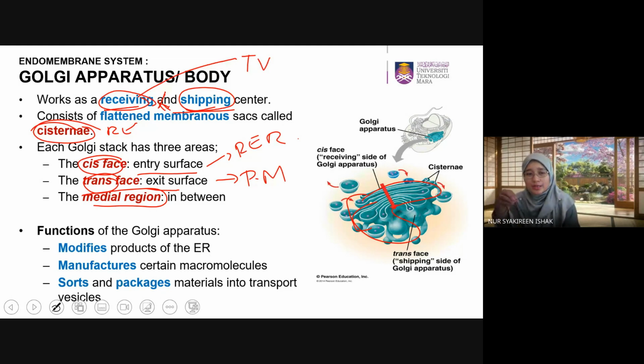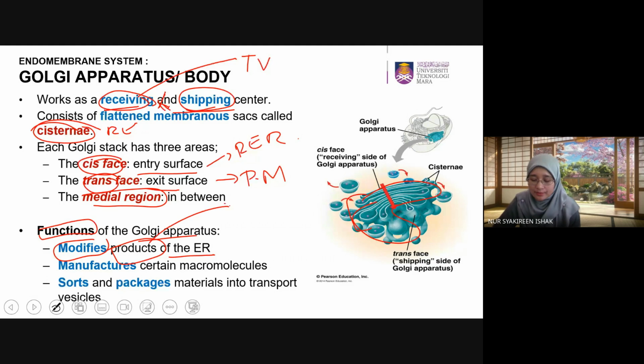The transphase will produce secretory vesicle or another transport vesicle, and this vesicle will go towards the plasma membrane and fuses with the plasma membrane to release the products out of the cell. Okay, the product here is referring to the protein lah, the modified protein kan. So sama ada yang dia akan jadi hormon ke, dia akan jadi enzyme ke, whatever product that originally comes from the rough ER. Okay, and then function of the Golgi apparatus is to modify products of ER.